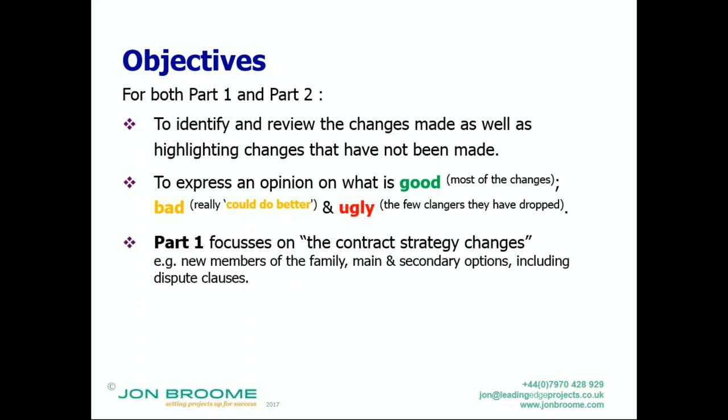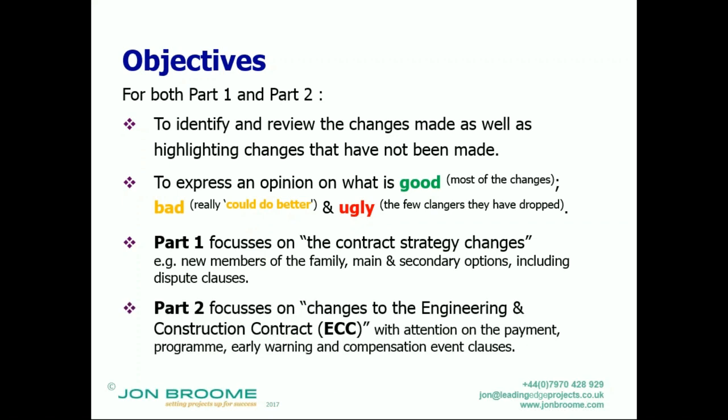Part 1 focuses on the contract strategy changes. So it's the new members of the family, the new or dropping of a main option, and new secondary options or changed secondary options. And that includes the dispute clauses. This is really, I suppose, suitable for people who have an awareness and upwards of the contract. Whereas part 2 is perhaps for those who have more of a working knowledge of the engineering construction contract or other members of the family. There are, as we will see later, quite a few members of the family.